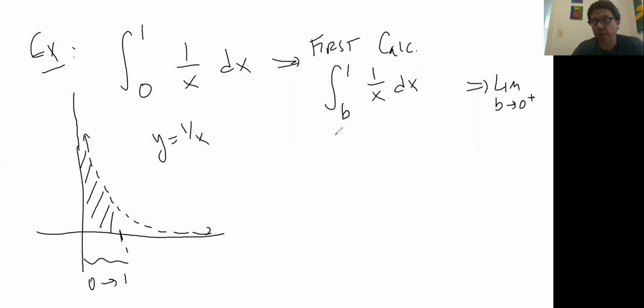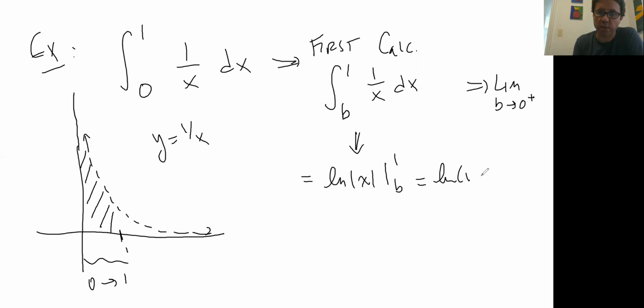So let's calculate that. How do you do that? Well, you do the antiderivative, which is the natural log of x, evaluating it from b to 1. And then I plug in the bounds, so I get the natural log of 1 minus the natural log of b.